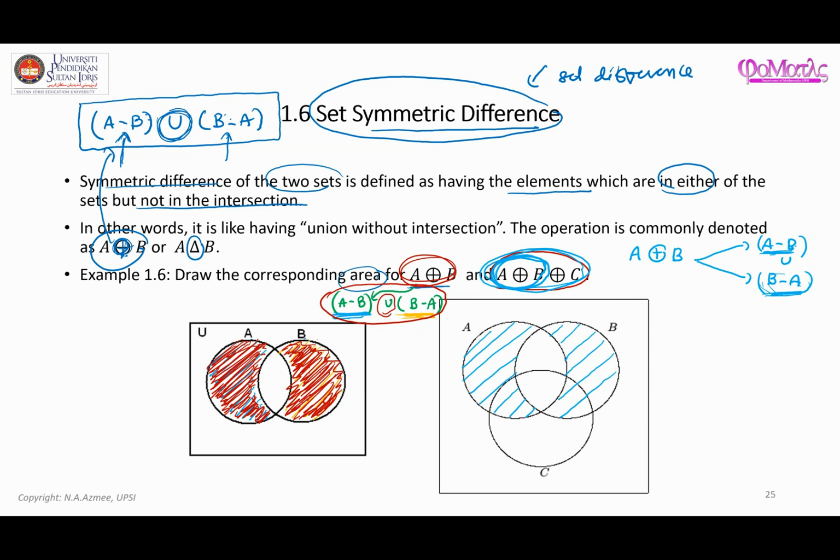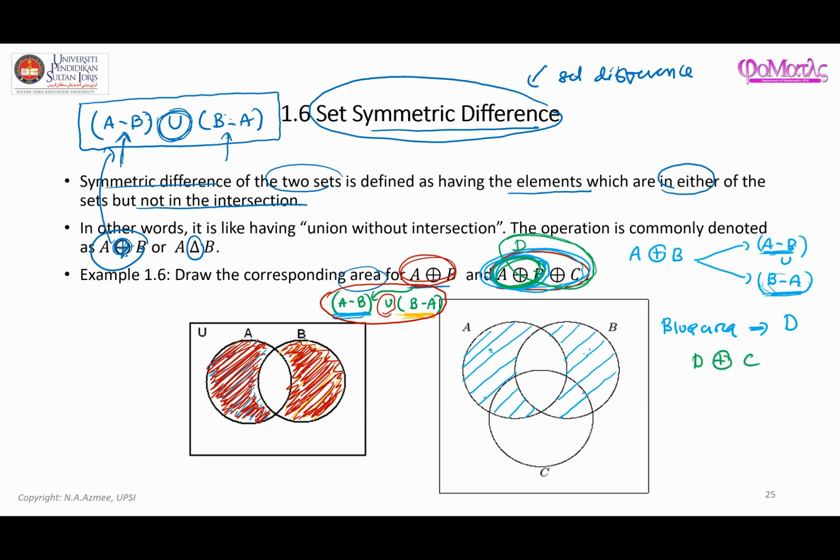Next, I'm going to call this blue area here by a different name. I'm going to give it a name, for example, set D. So now I'm going to replace this with D. What I have now is this part here, so we're going to find the symmetric difference between D and C.